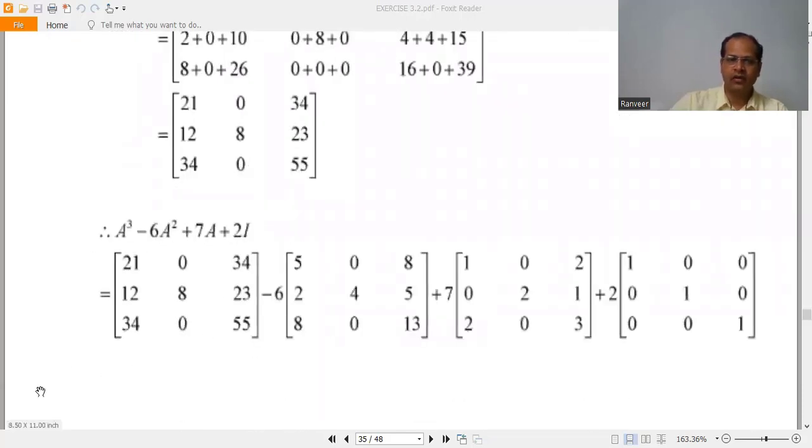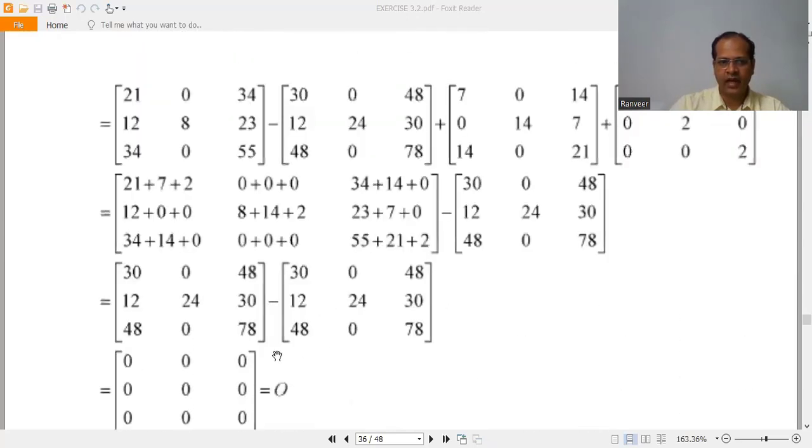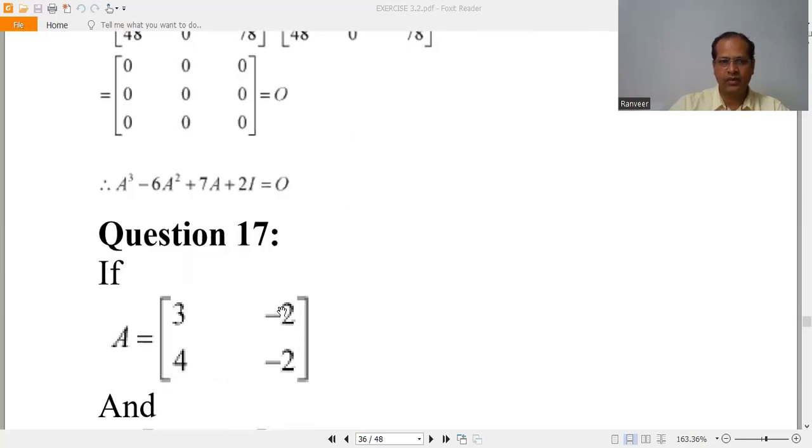After that, once you find out the A cubed, you can also do it separately. This is the value we have to write and add. This is nothing but the addition of the corresponding elements. This we have to add, and this is equal to 0.